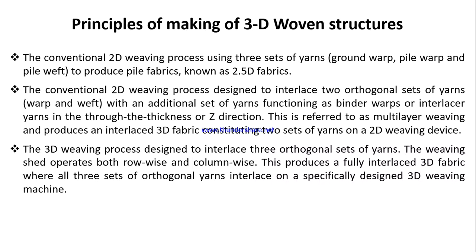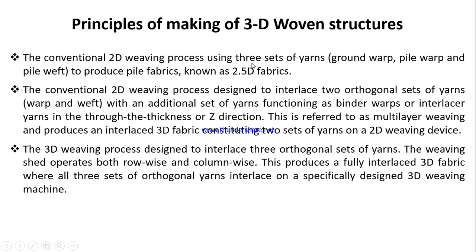Now come to the principle of making a 3D woven structure. The conventional 2D weaving process uses three sets of yarn, ground warp, pile warp, and pile weft, to produce pile fabric, as you already studied in your terry pile class. For the production of pile fabric, one ground warp beam is required, one pile warp beam is required, and weft is required for the insertion. The pile warp is actually creating the extra thickness in the thickness direction.